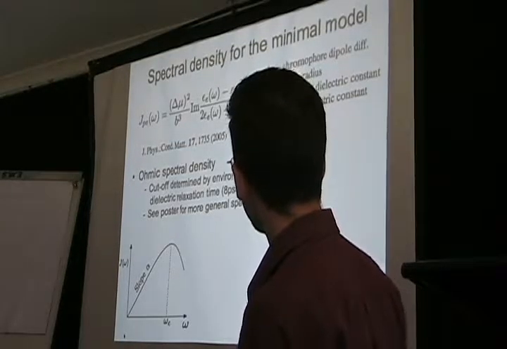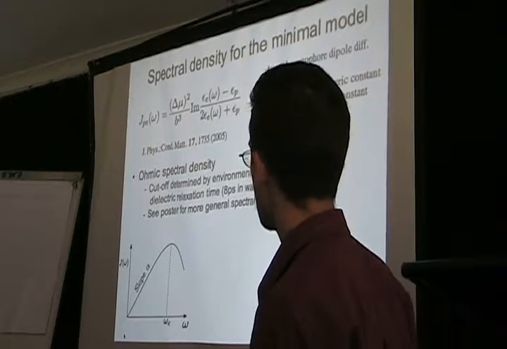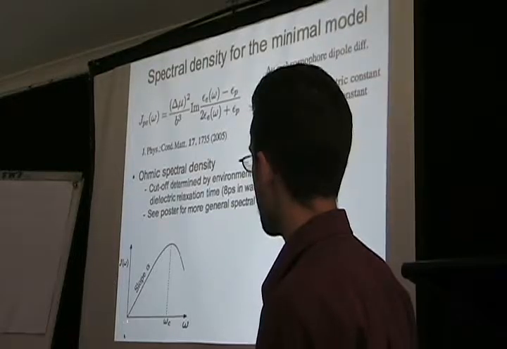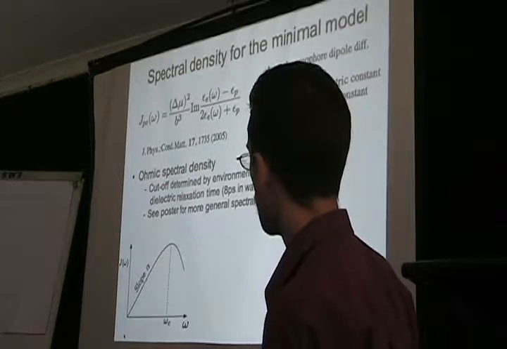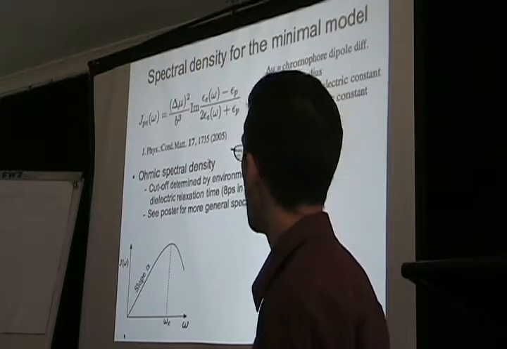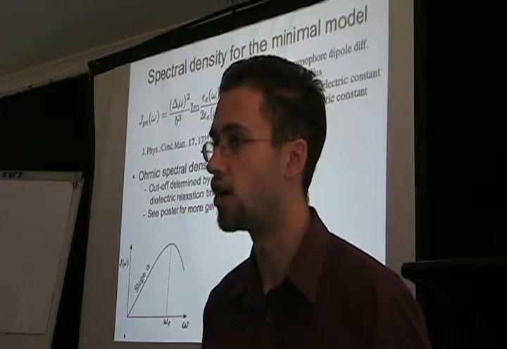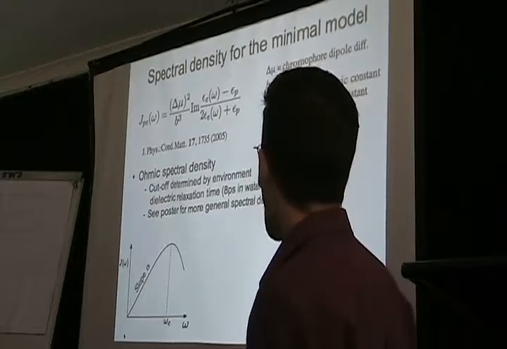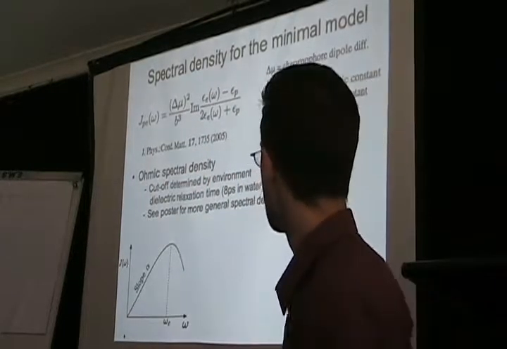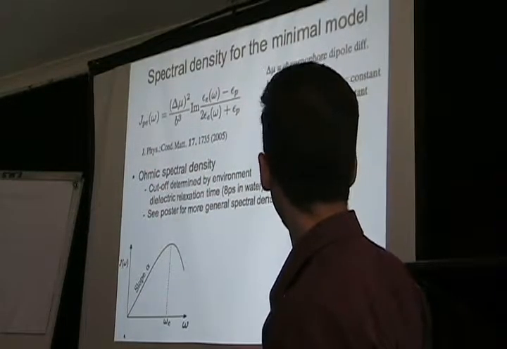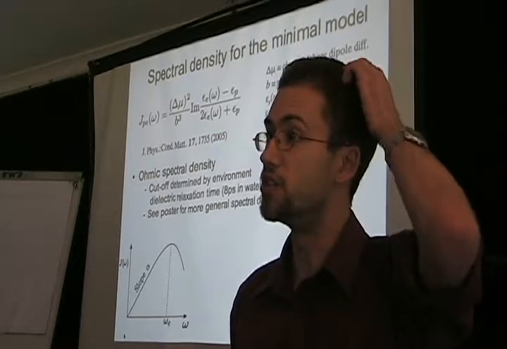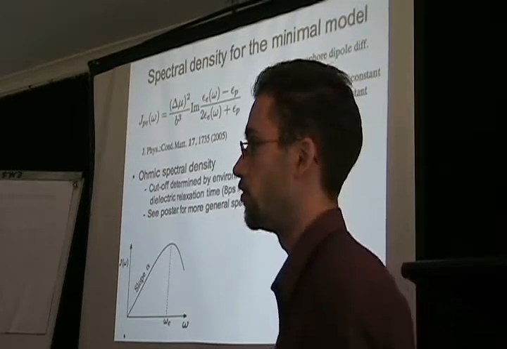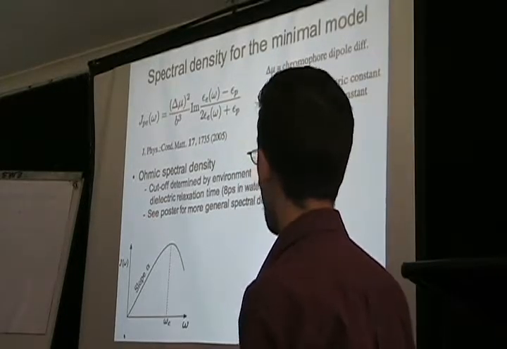So the really nice thing is this comes out as an ohmic spectral density. So it's basically linear at low frequencies, and then it cuts off at some frequency determined by the relaxation time of your environment. And if you add multiple relaxation times, what you see is several peaks and dips, which is covered in a little bit more detail on the poster, and we can talk more about it afterwards.